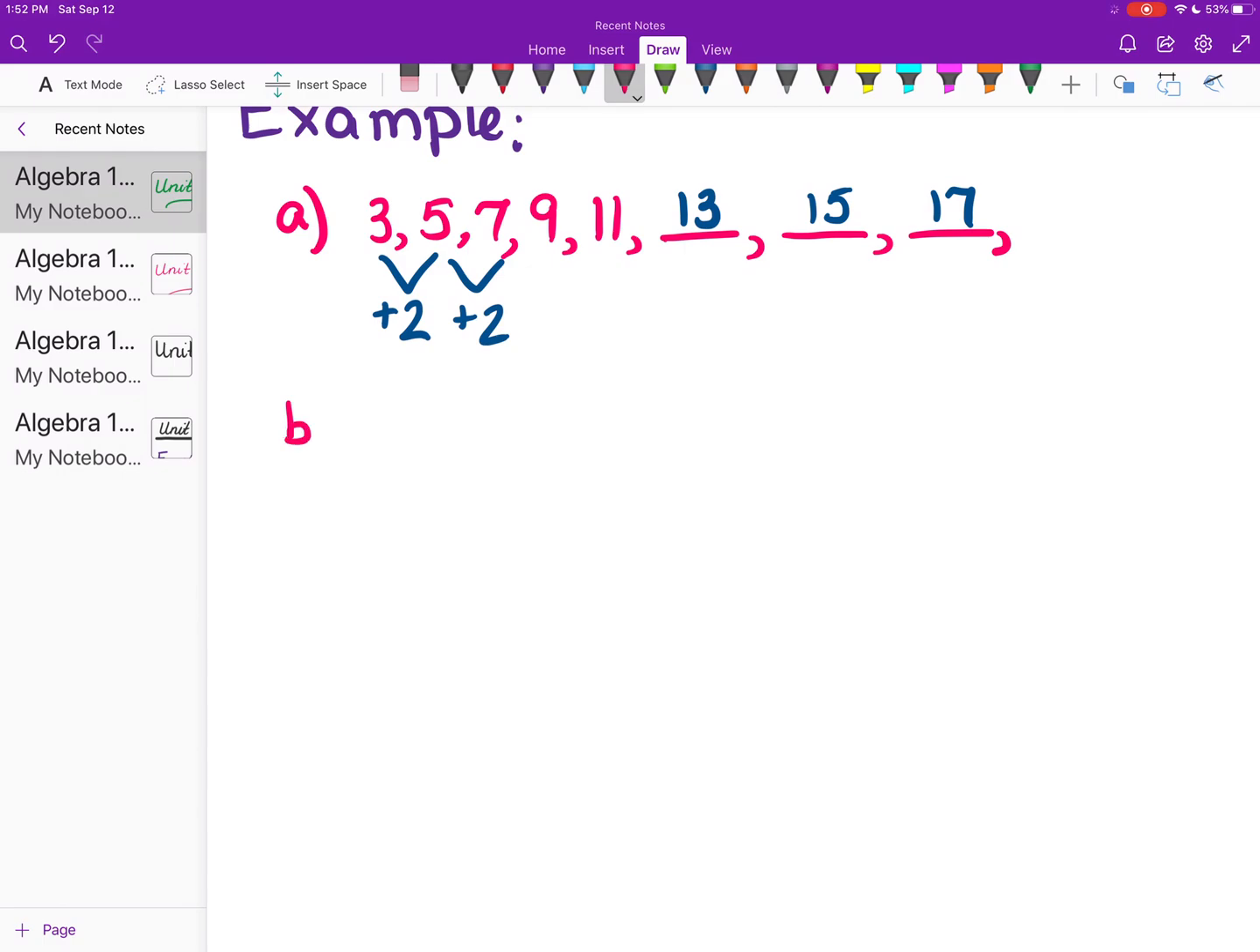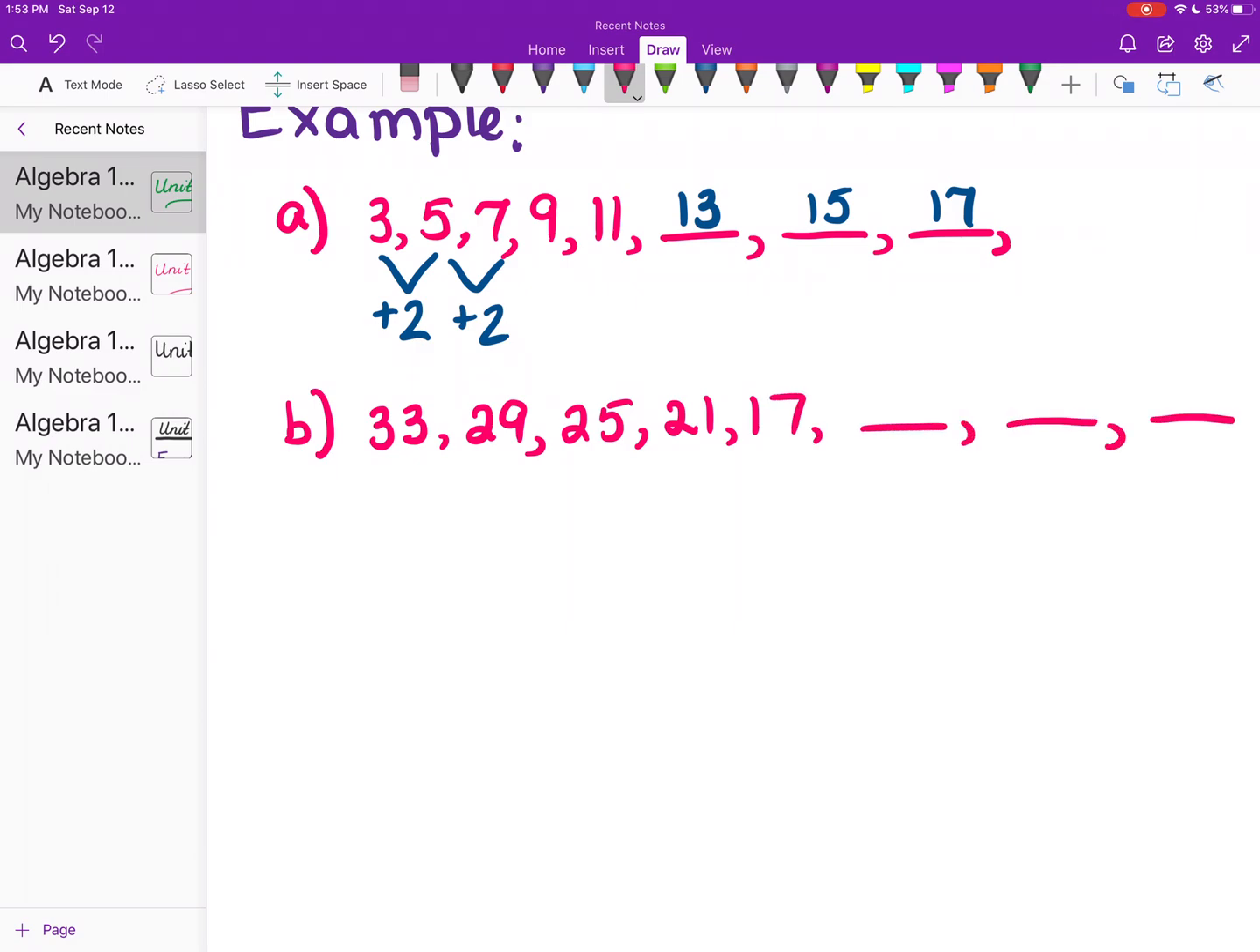All right, B. That one wasn't too bad, right? 33, 29, 25, 21, 17, and now fill in your missing pieces. Again, before you can fill in those missing pieces, you have to figure out the common difference. In this case, the common difference is minus 4. Just check to make sure that's true. Then you can go through and do 17 minus 4 is 13, 13 minus 4 is 9, 9 minus 4 is 5. Common difference, negative 4, therefore arithmetic sequence.